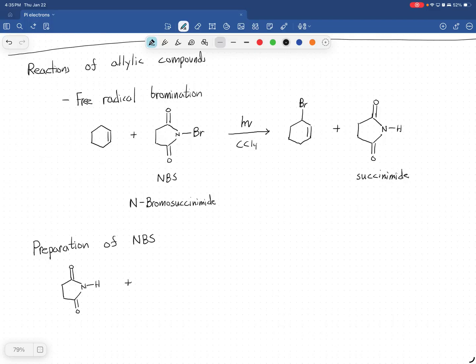What's Br2? All right. So NBS works by forming, there's a particular reaction, or a particular mechanism here we'll go over. All right, so you get NBS, and then you get HBr, a trace amount.